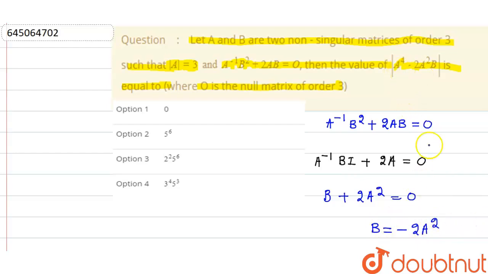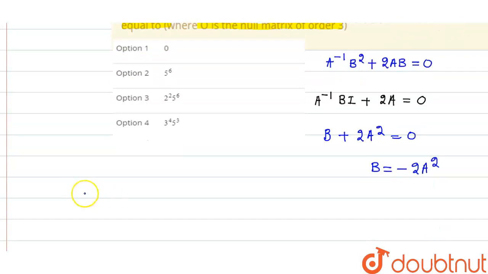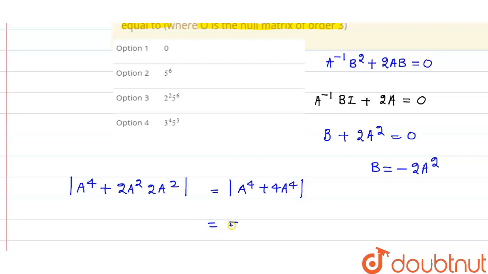So just substitute the value of B here. So you get determinant of A to the power 4 minus 2 A square, and here the value of B is minus 2A square, so this becomes plus 2A square. So we have A to the power 4 plus 4A to the power 4. So basically we have determinant of 5A to the power 4.